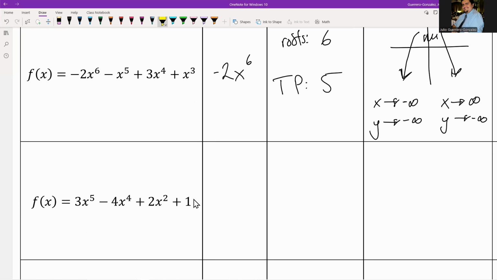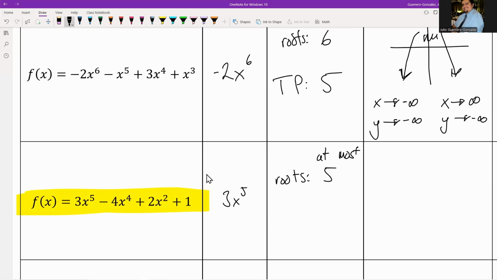Let's do one more. Okay, this one. Hopefully you guys see the leading term, 3x to the 5th. So at most, hopefully you guys are getting used to this, right?